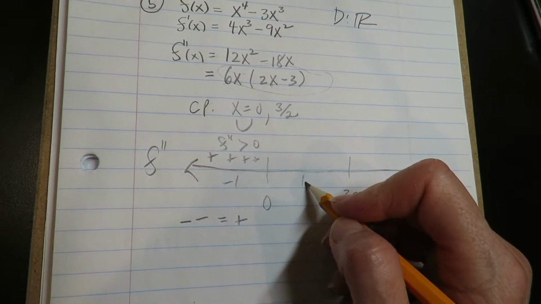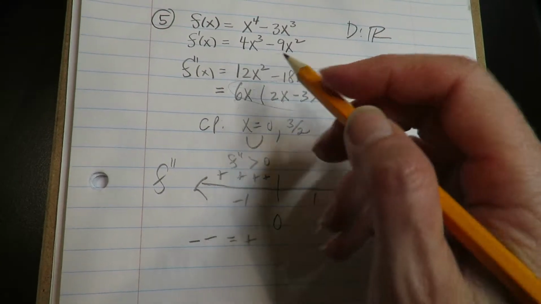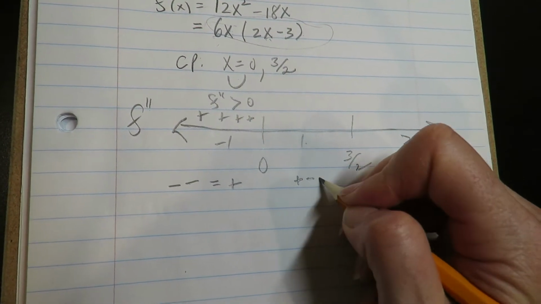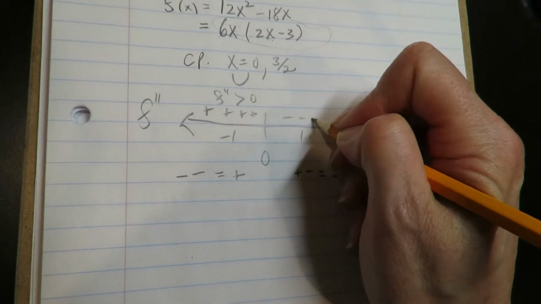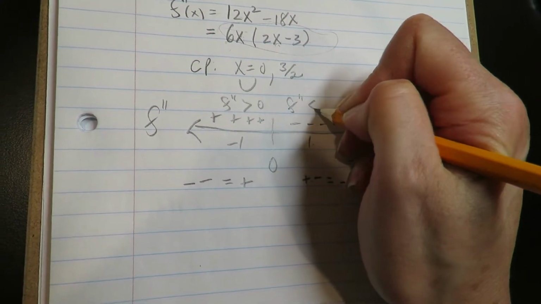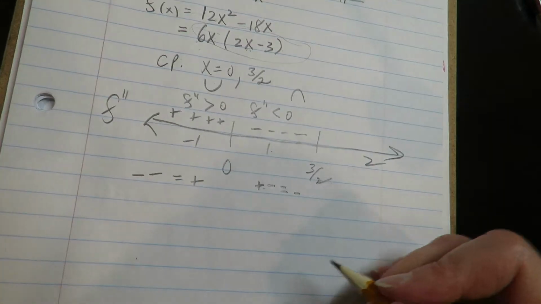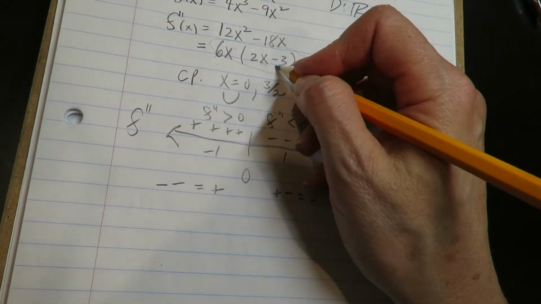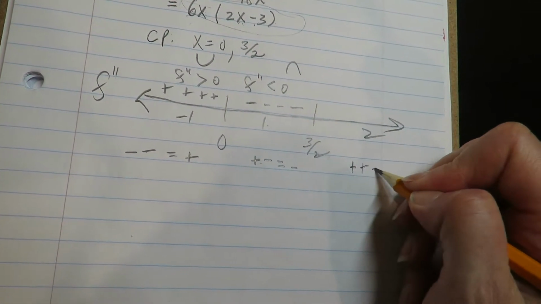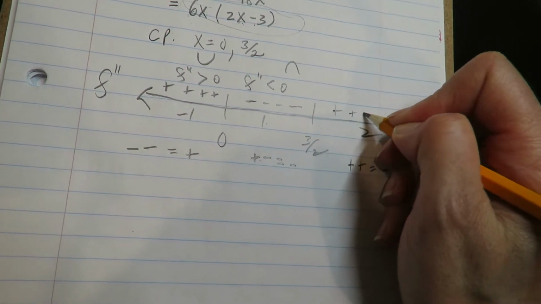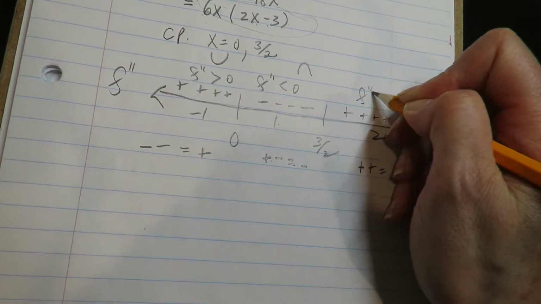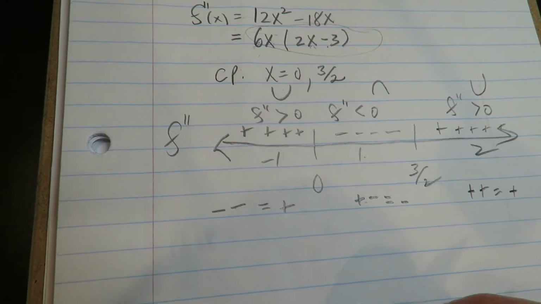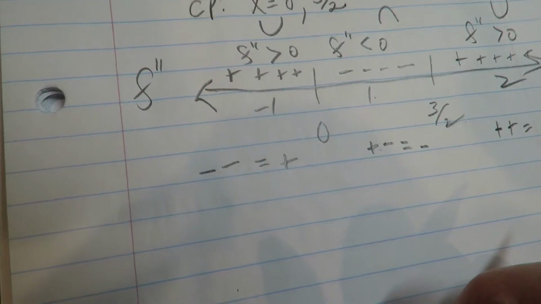All right, if I plug in a 1 into here, the first one is positive. A 1 into here, this is negative. So this times this is negative. Second derivative is negative. That's concave down. All right, I'm plugging in a 2. That's positive. That's going to be positive. So positive times a positive is positive. That's concave up.